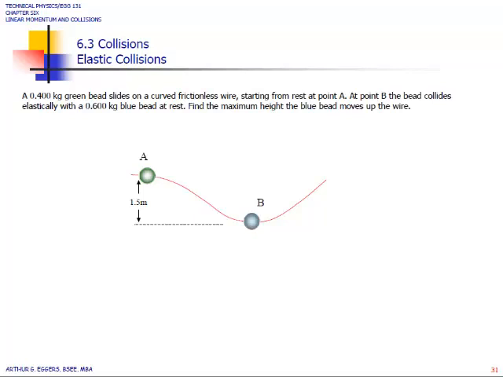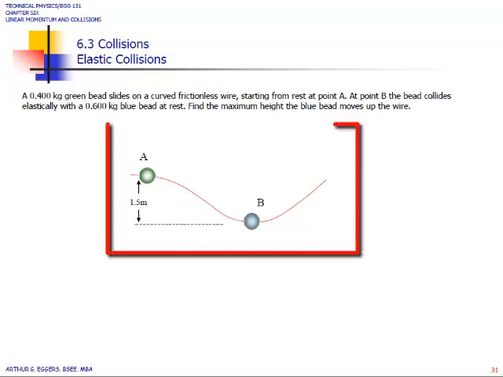Okay, in this problem, we're looking at an elastic collision. We've got two beads. You can see the beads are placed at different points on a wire that they both slide. You can see bead A is placed at 1.5 meters above the center of B.